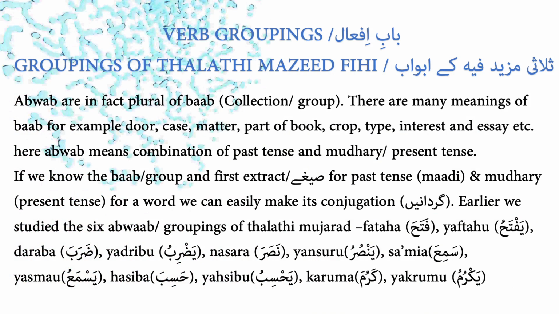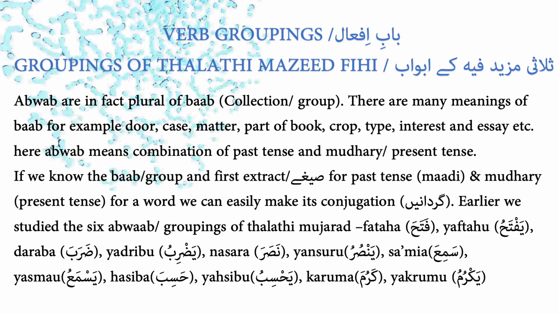Bab-e-If'aal, verb groupings. Grouping of thalathi mazid fi. Abwab are in fact plural of bab, collection or group. There are many meanings of bab, for example, door, case, matter, part of book, crop, type, interest and essay, etc. Here, abwab means combination of past tense and mudari or present tense.